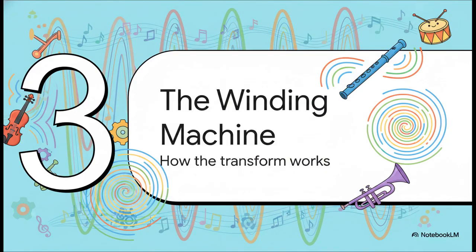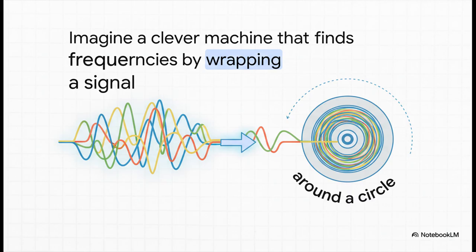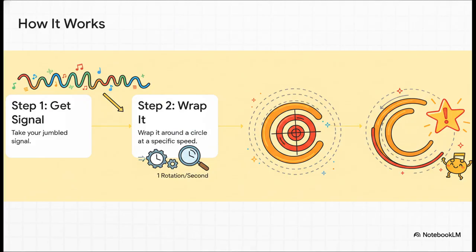Okay, this is where it gets really, really cool. How does this thing actually work? How does the math actually pull this off? Let's build up a mental model for it, and honestly, the visual is just beautiful. So forget the scary equations for a second. I want you to imagine a clever machine. What this machine does is it takes that messy up and down signal, and it starts wrapping it around a circle.